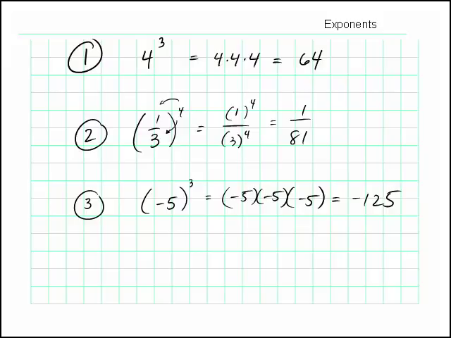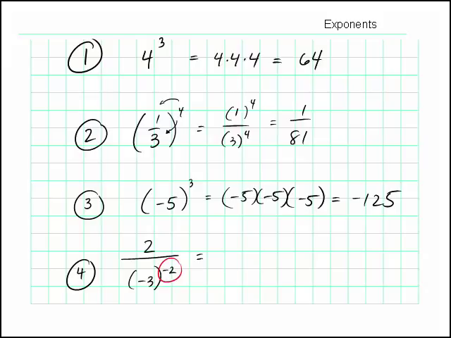Number 4, 2 over -3 to the -2 power. Okay. To make this exponent a positive exponent, I need to move the -3 to the numerator.